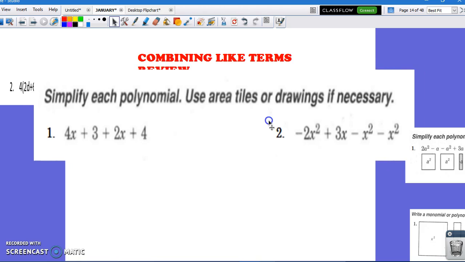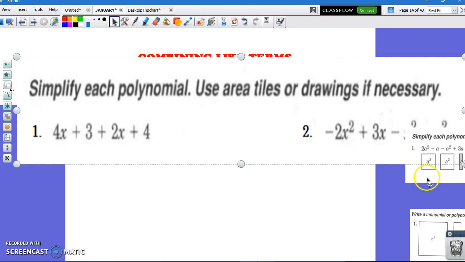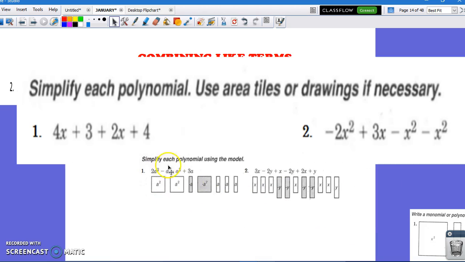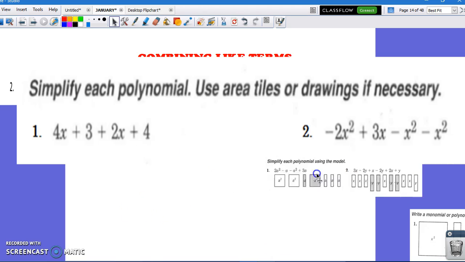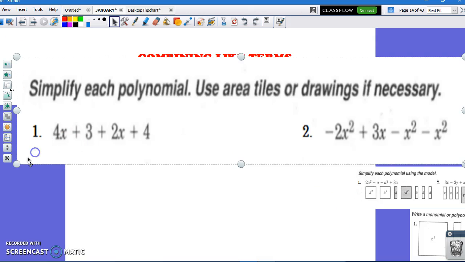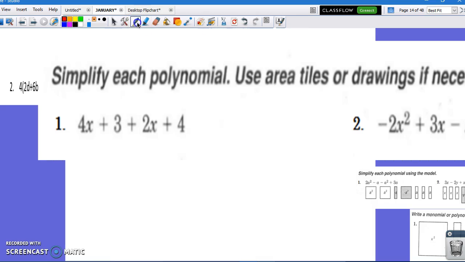So, simplifying each polynomial, use tiles or drawings if necessary. You don't have to use the tiles and drawings. When they say tiles or drawings, they're saying if you need to draw the boxes, rectangles like this, to help you out, you can, okay? But I didn't teach in that method. I could have, but I thought it was just easier not to. Less work if you ask me. So again, all you're doing is simplifying, combining your like terms. Remember, simplifying and combining mean the same thing in this particular concept.